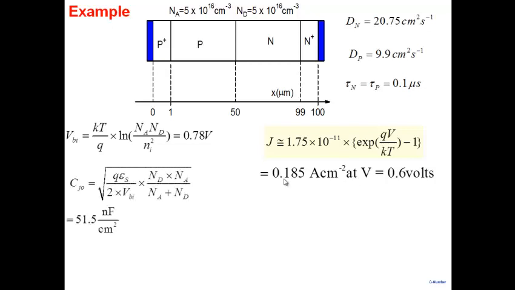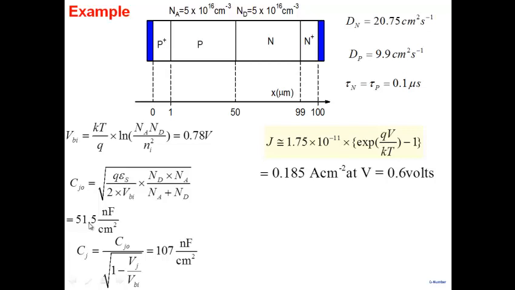Let's calculate the capacitance. We have obtained an expression, q epsilon_s over 2 Vbi times ND NA over NA plus ND. So all I have to do is plug in NA, ND, which are the same, and Vbi also, we know, 0.78. So it gives us a capacitance at zero bias of 51.5 nanofarad per centimeter square. This is capacitance per unit area. Now, if I want to calculate capacitance at 0.6 volt, I need to use Cj equal to Cj0 over square root of 1 minus Vj by Vbi. So I put Vj equal to 0.6, Vbi is 0.78. It comes out to be 107 nanofarad per centimeter square. So you take the area, multiply it, and you'll get the overall capacitance. That's at 0.6 volt; the earlier one is at zero bias.